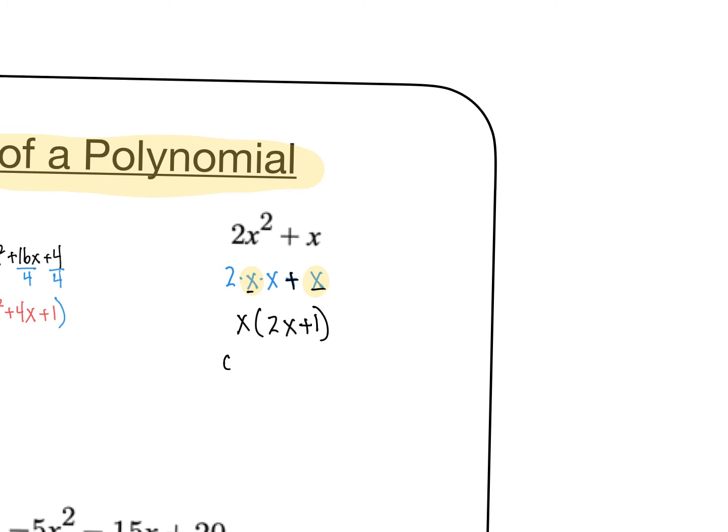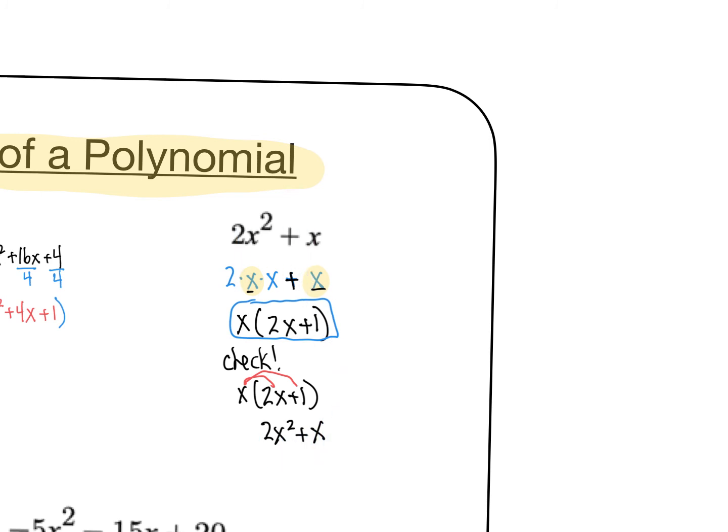Okay, checking my work. Because this is my proposed solution, and if I multiply it back in and I have what I started off with, then I know I'm all good. So, put that back in like that. So 2x times x is going to give me 2x to the second plus 1 times x, which is x. And we're in good shape because this matches this.